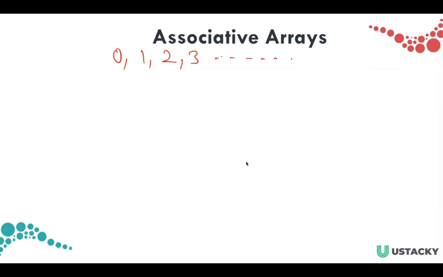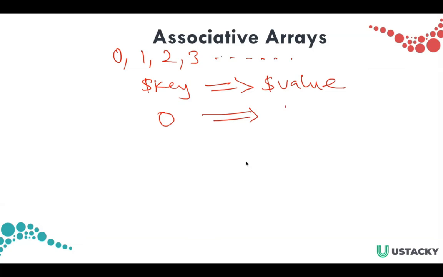But in associative arrays, we have to define our keys and form a relationship between the key and the value. The relationship is normally written as $key pointing to $value. This is the key and this is the value. For example, if you would like to create a key 0, which is pointing to a value 10, it will be written like this.